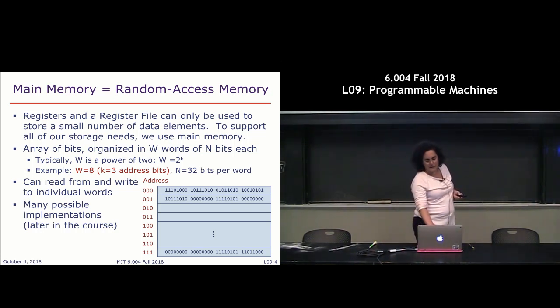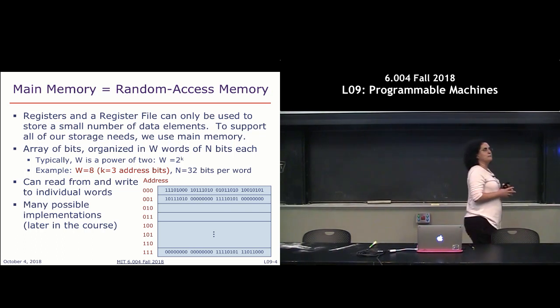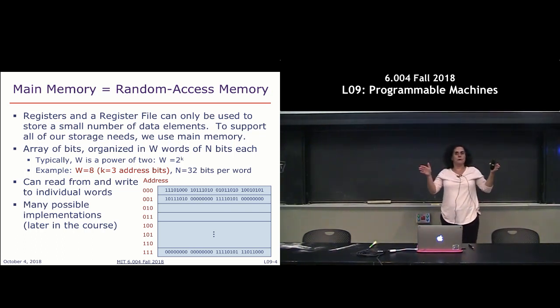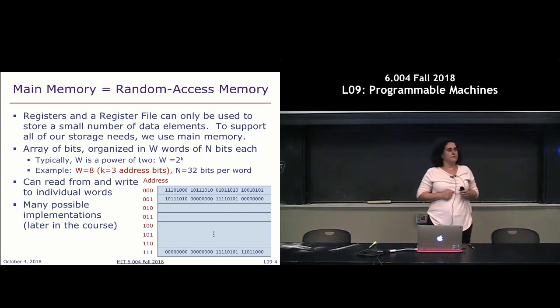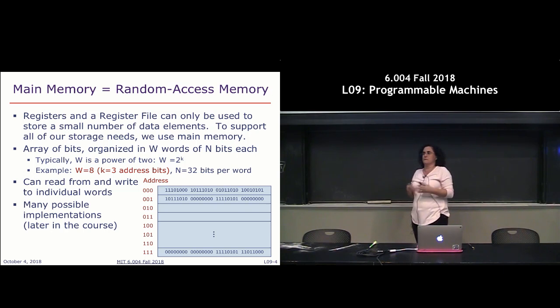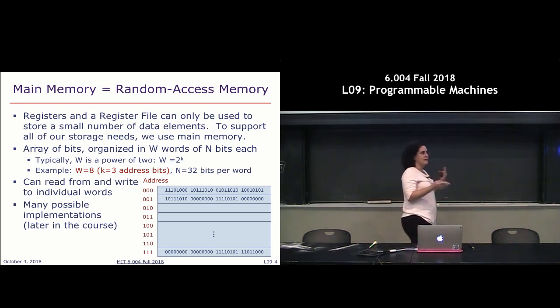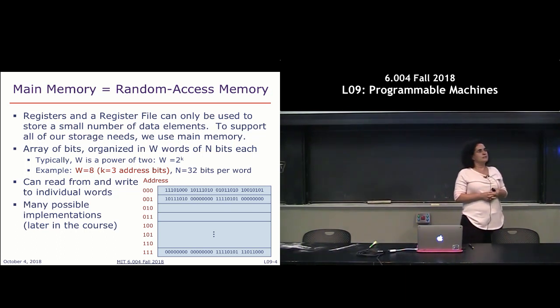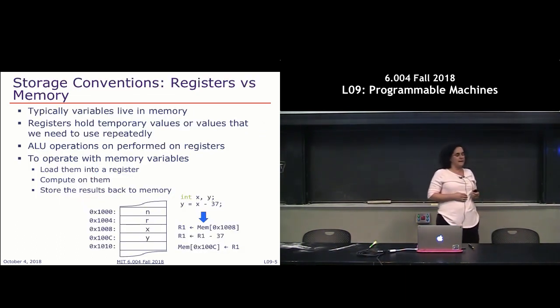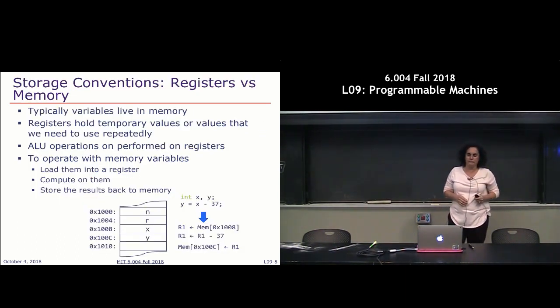So using those address bits, I can say, okay, if I'm trying to access location 001, I now have the ability to both read and write the entire word that's located at address 001. Okay? Now, as far as implementation of memories, we're going to get into that in a later lecture. Today we're focusing on what the processor looks like and how it goes about interacting with this memory.